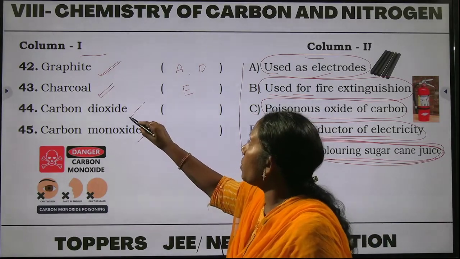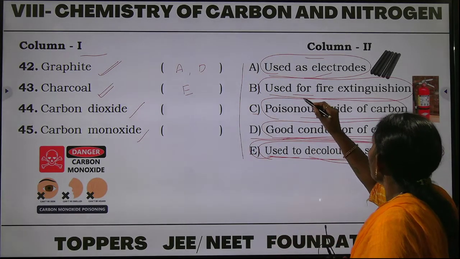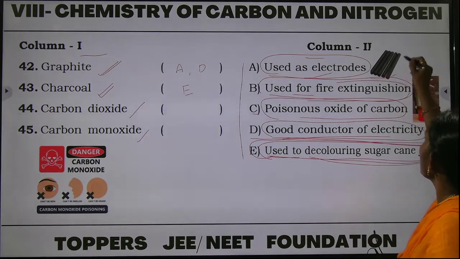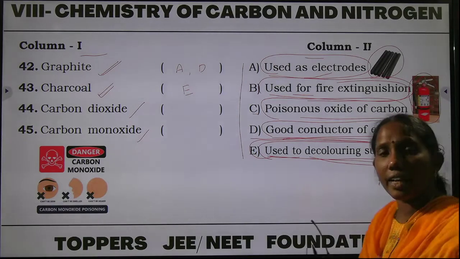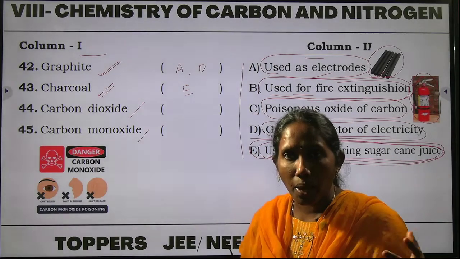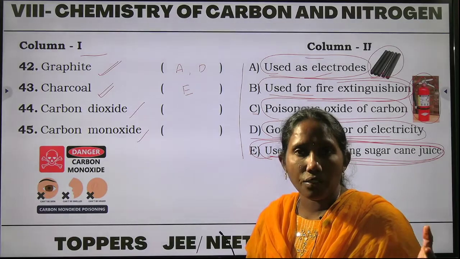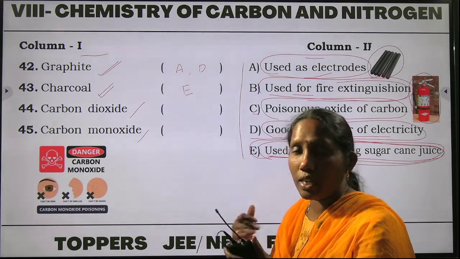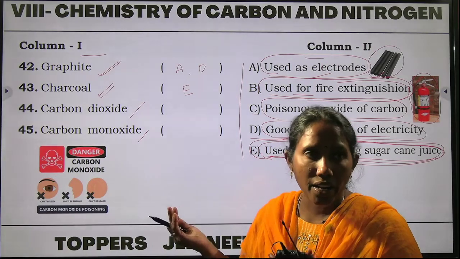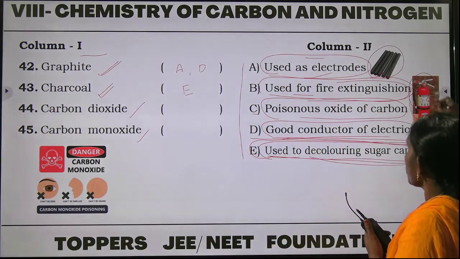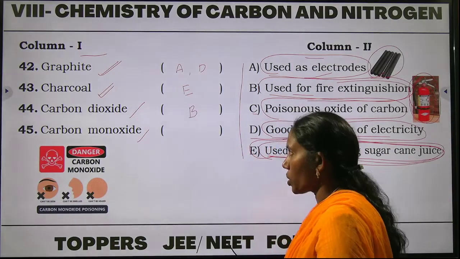Okay, now carbon dioxide. Already we know carbon dioxide is used for fire extinguishing. See here, these are the electrodes of graphite, and like that we have carbon dioxide cylinders for extinguishing. If any fire accident or anything happens, in shopping malls or theaters and complexes, they keep extinguishers like that. There they keep the carbon dioxide cylinders. If any fire accident occurs, we use them for fire extinguishing. So carbon dioxide is for fire extinguishing. We'll go with the B option.